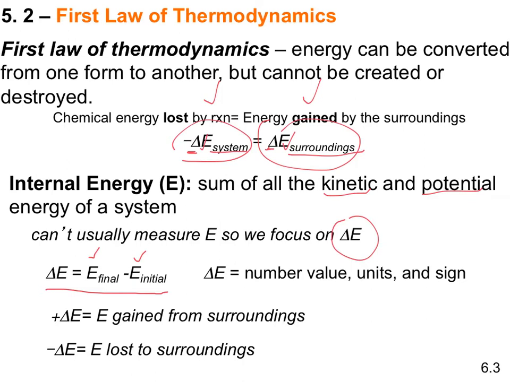So what you're going to end up seeing is that your delta E value is going to have a number value, because you're measuring the change. There are going to be units, and we talked about how we measure the units of energy, and a sign, and that sign is going to dictate what's being gained or lost. A positive delta E value means that energy has been gained from the surroundings. So the surroundings have supplied the heat for the reaction, or the temperature change, whatever change it is that you're seeing. A negative delta E means that energy has been lost to the surroundings.